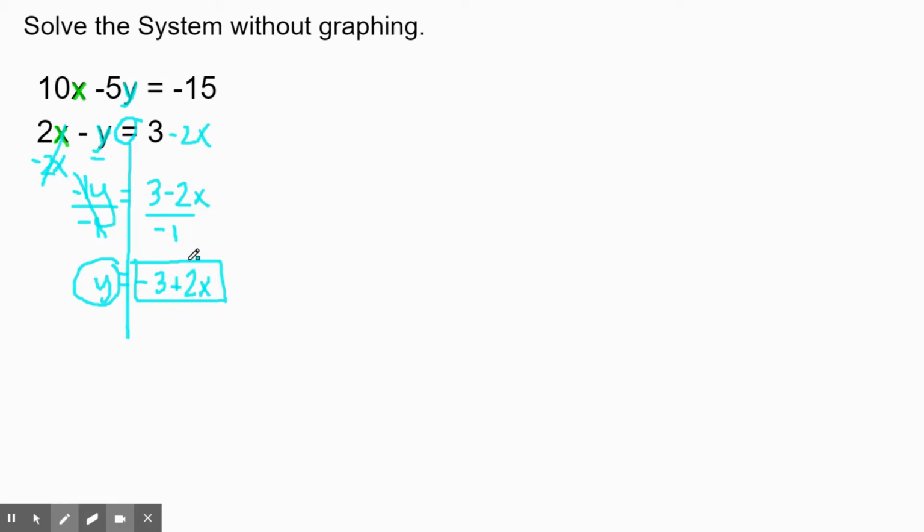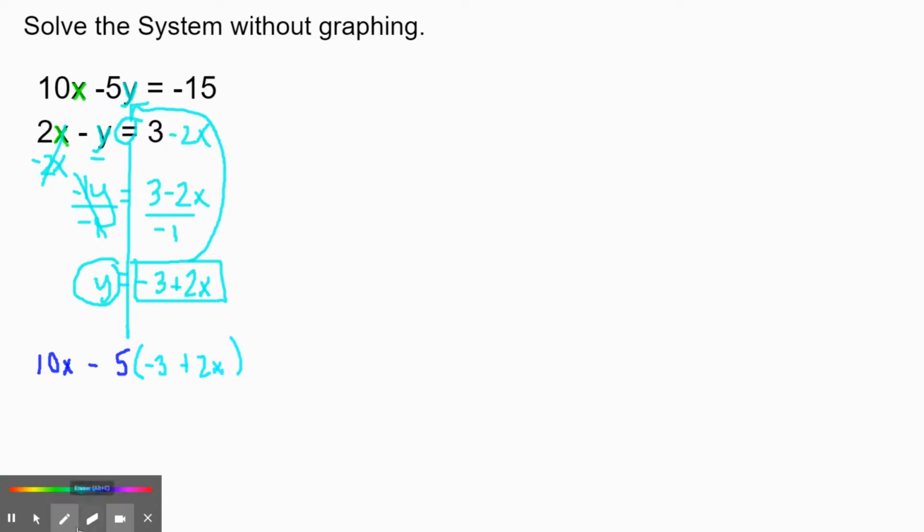So what I can do is I can plug negative 3 plus 2x in for y here. And that's what I'm going to do. So I'm going to take my equation and I'm going to say 10x minus 5 times, and now I'm going to plug in my y's full name. Rather than leaving it as the nickname, I'm going to plug in the full name, which is negative 3 plus 2x equals negative 15. Now that I've plugged in the full name, now I can solve.